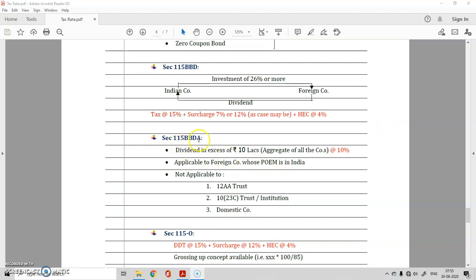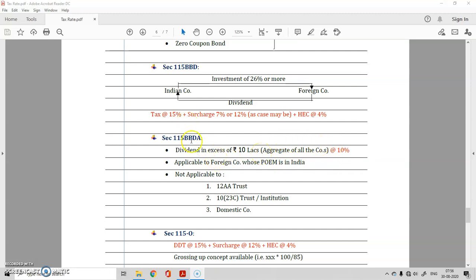Okay, moving forward. Section 115BBDA. If dividend in excess of 10 lakhs is received by any person, then it is to be taxed at the rate of 10% under section 115BBDA. Please note that the dividend is to be taken as the aggregate of all companies.